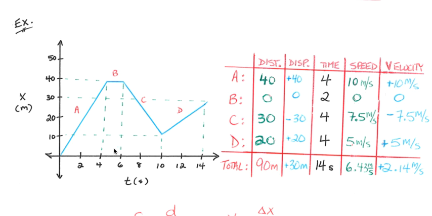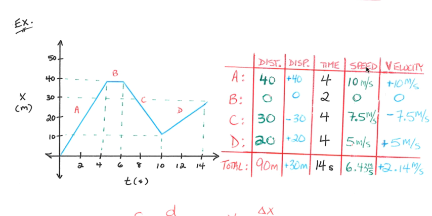The time, if I look at A, well, it took 4 seconds to complete that motion. It took 2 seconds to go through the leg of motion that's represented by B. It took me 4 seconds to go through C, and it took me 4 seconds to go through D, for a total time of 14 seconds. So hopefully you're starting to see that I'm looking at each section individually, and I can also determine the total.